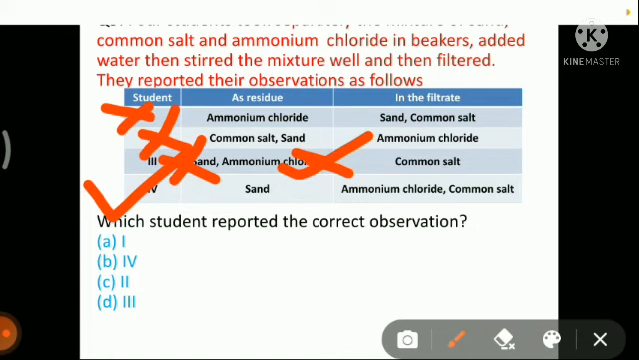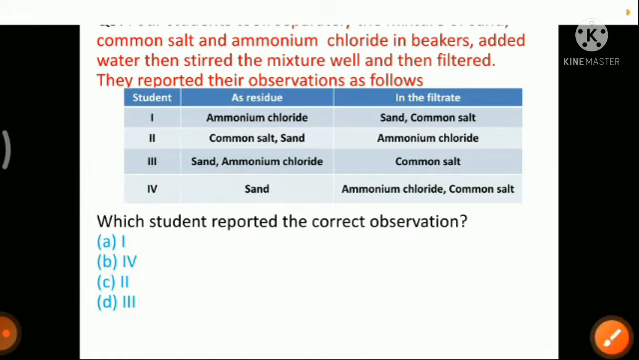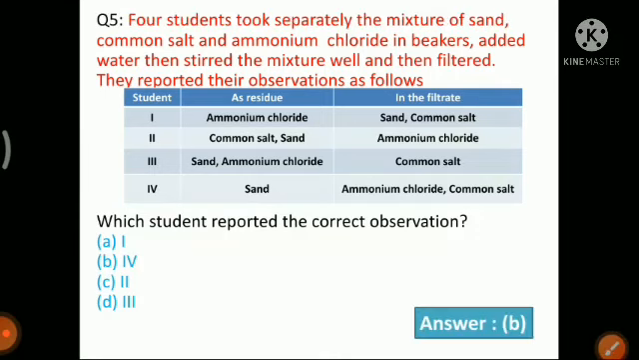So the option which contains 4 is option B. Yes, the correct answer to this question is option B. Why option B? Because only the fourth student has written the observation correctly: sand will be present as the residue, that is, sand will be left behind, and ammonium chloride and salt both will dissolve in water and move as the filtrate.